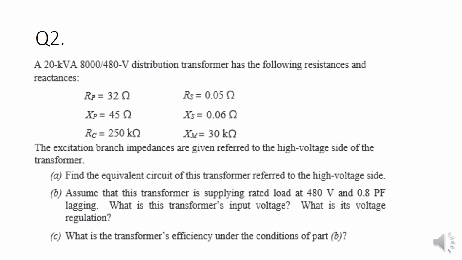Then assume that this transformer is supplying rated load at 480 volts and 0.8 power factor lagging. What is the transformer input voltage? So you were given the load parameters, and then you were asked to find the transformer input voltage. Then what is its voltage regulation? Then what is the transformer efficiency under the conditions of part B?